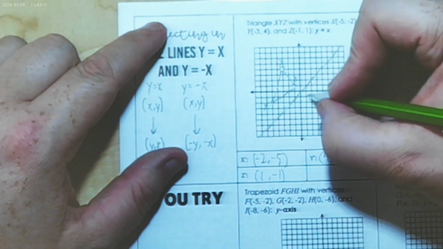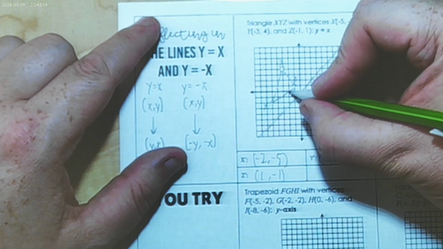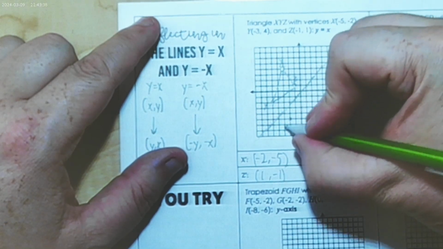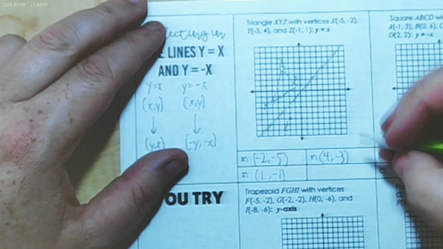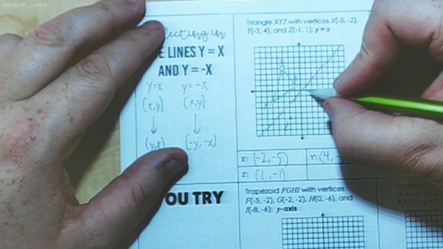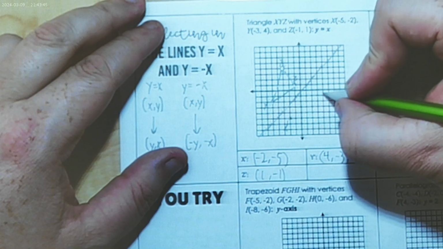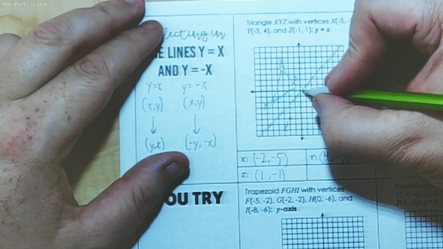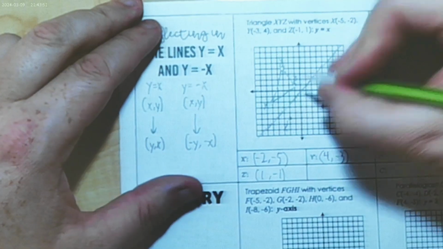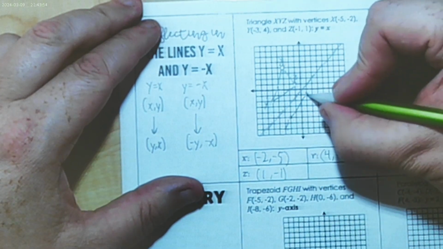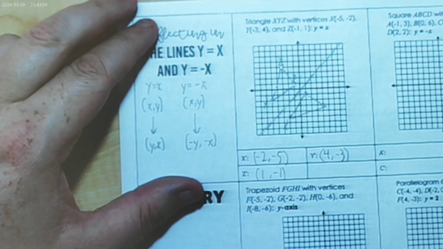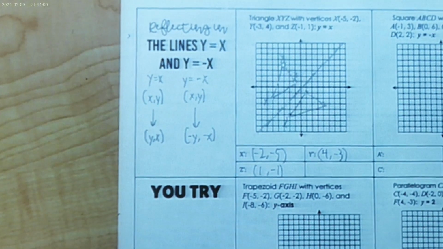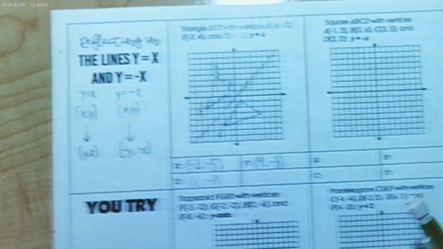So x prime is going to be 1, 2, and it gives me x prime. Y prime is going to be 4, 3, negative 3. Then z prime is going to be 1, negative 1. I don't know, it looks pretty good to me.